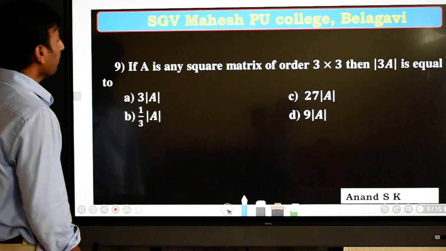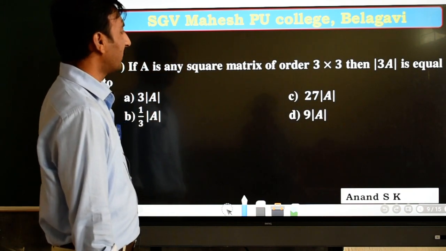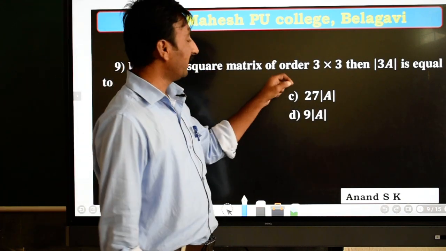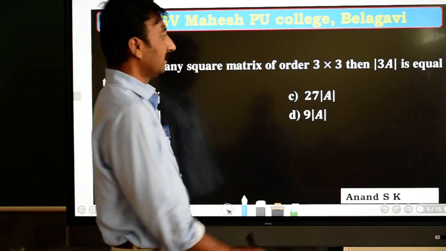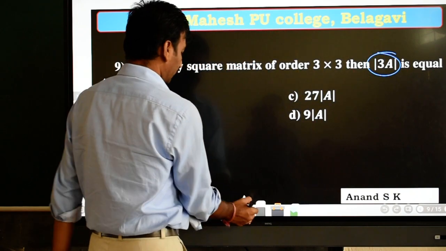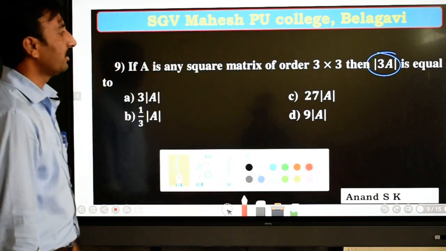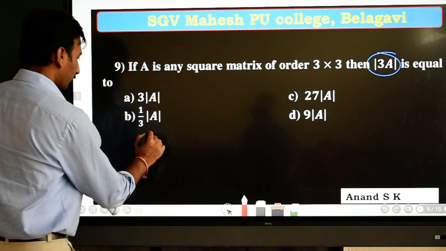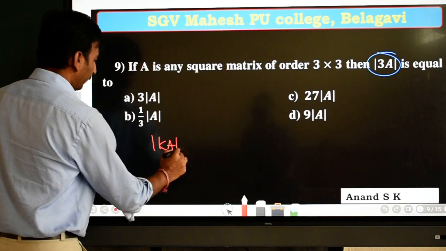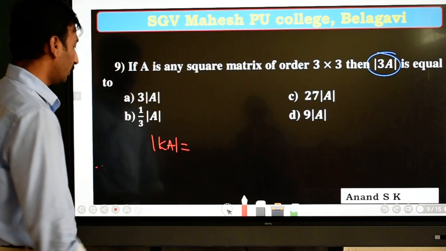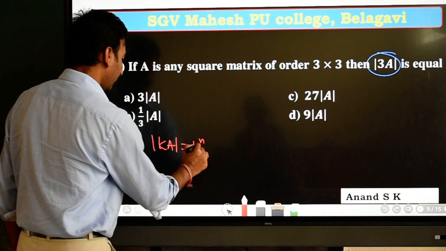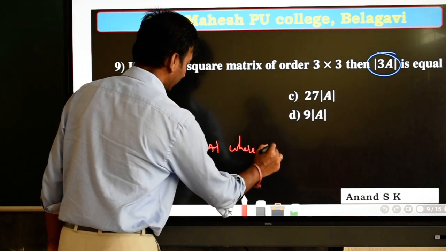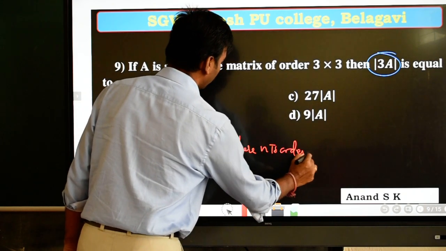Yes. The next question, look at this again, is a straightforward question using a property. If A is any square matrix of order 3 cross 3, then they are interested in the determinant of 3 times A. Here you must remember, or be aware of, one important property: determinant of k times A is equal to k raised to n into determinant of A, where n is the order of the matrix or order of the determinant.